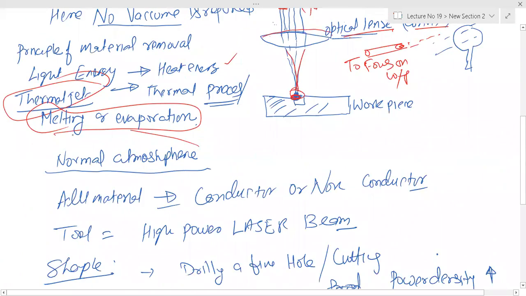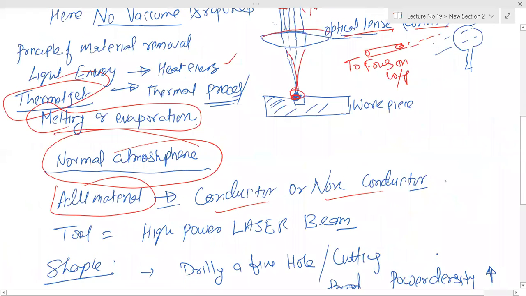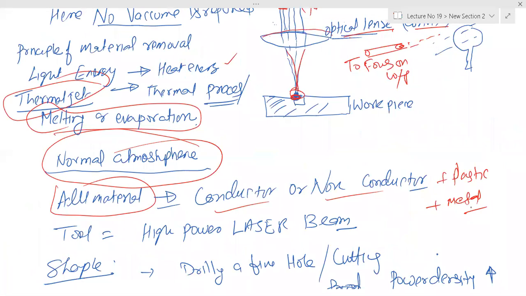And again, an important thing I discussed: normal atmospheric pressure, a vacuum is not required. And again, all materials can be machined, whether conductor, non-conductor, plastic, or metal, because it is related to heat, nothing to do with electricity, nothing to do with chemistry. It is all about heat. So the basic fundamental you have to understand: heat is used to melt the material.